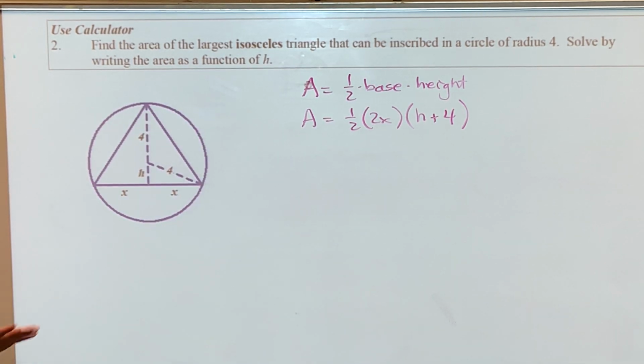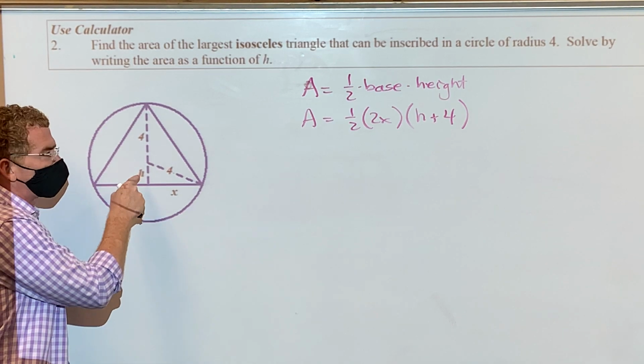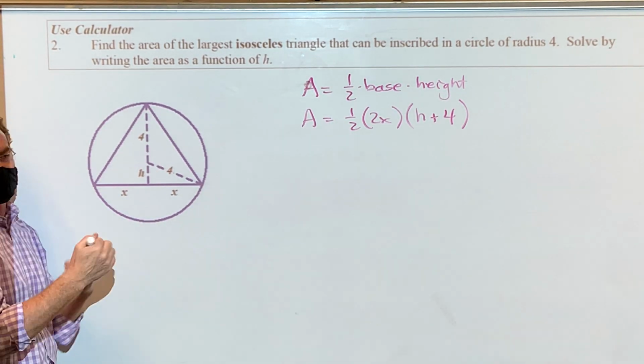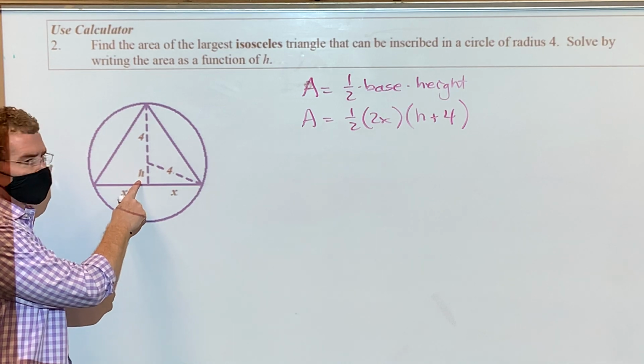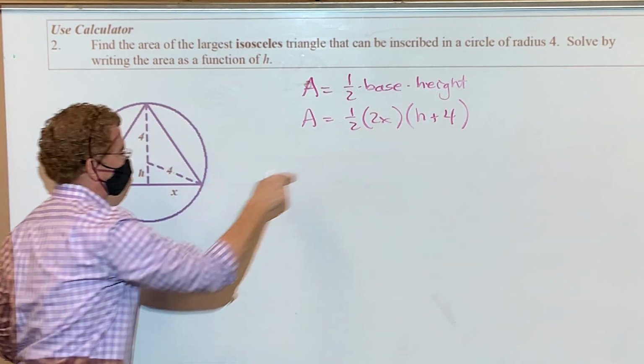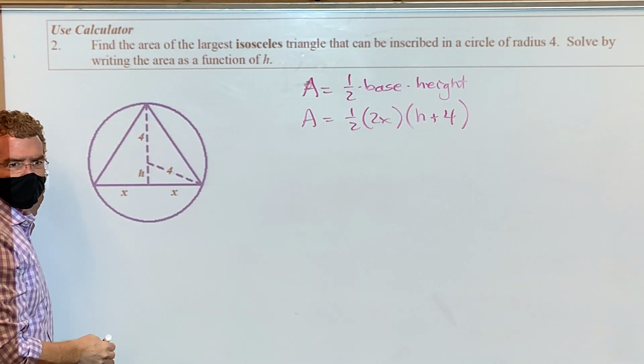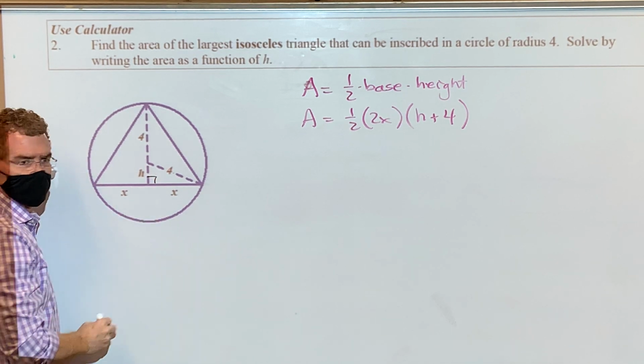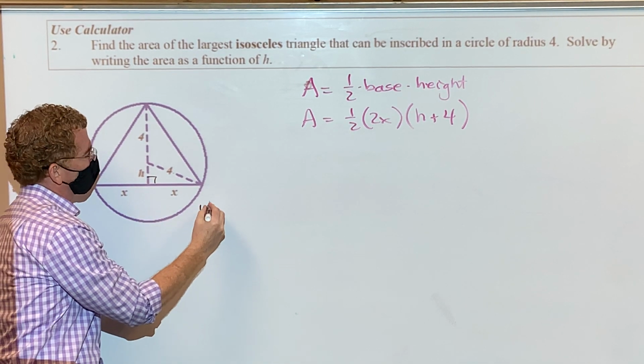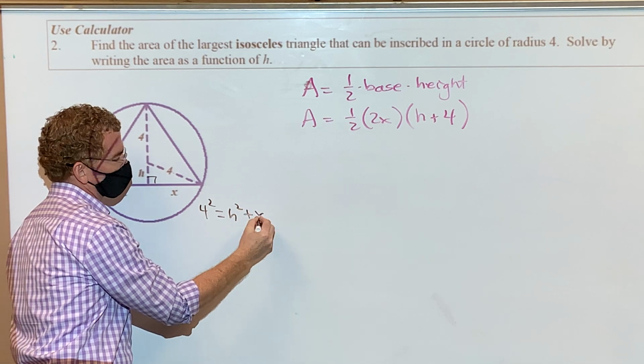Now, I said something on this that was kind of a little odd. I said, solve by writing the area as a function of height. Now, most people probably wouldn't do that. Most people would probably come in here and go, all right, how am I going to find h? You tell me. Actually, this will be the same either way. How can I rewrite h in terms of x based on what you see here? Pythagorean theorem, right? You know that 4 squared is h squared plus x squared.